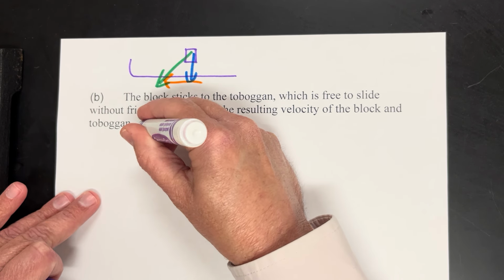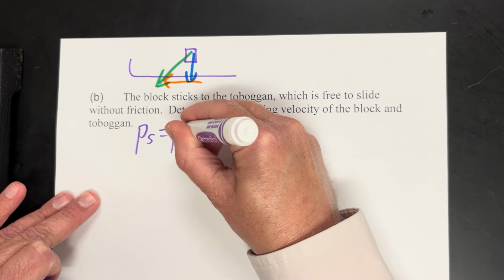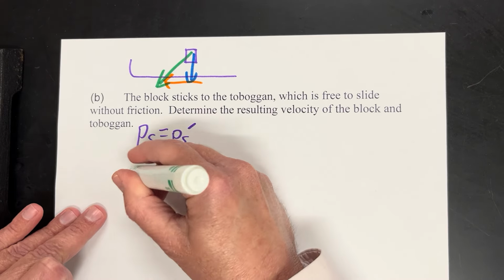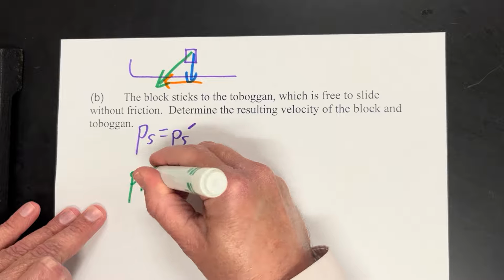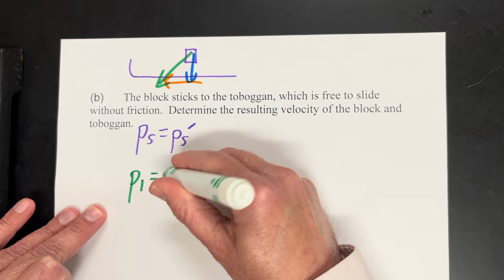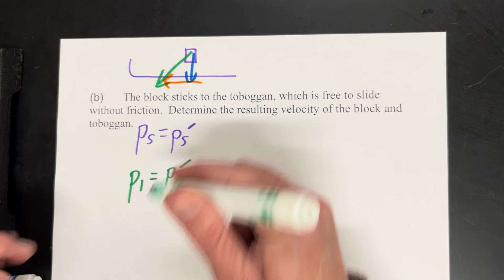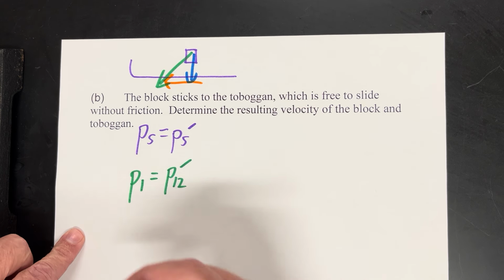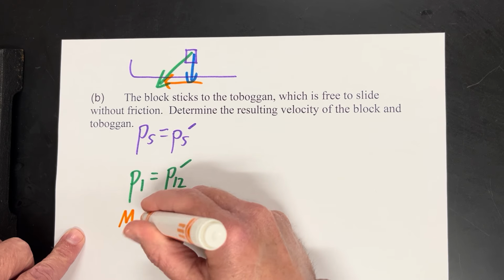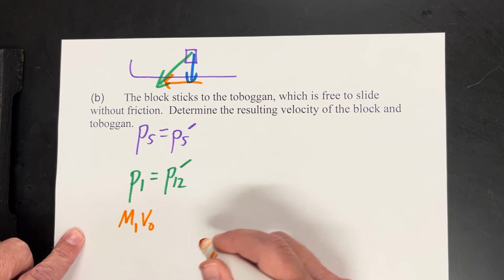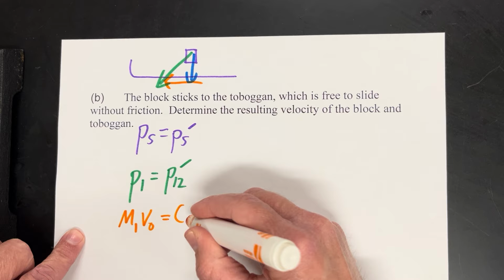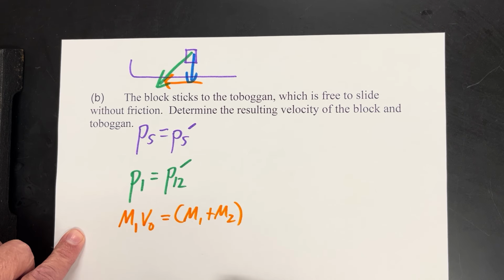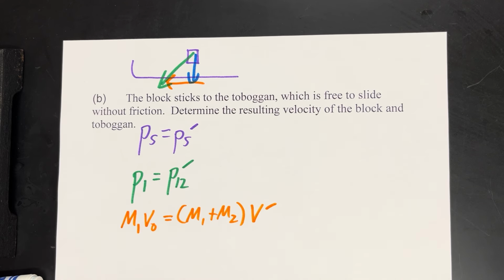So let's set it up like we normally do. The momentum of the system beforehand is equal to the momentum of the system afterwards. Now, when we're first moving, we have the momentum of block 1 up on top of the hill, and afterwards the momentum of block 1 and 2 are combined. So now, momentum of object 1 before is m1 times v0. It's just simply mass times velocity, and afterwards we're going to have a combined mass of m1 plus m2, because the block is stuck in the toboggan, times some unknown speed here.